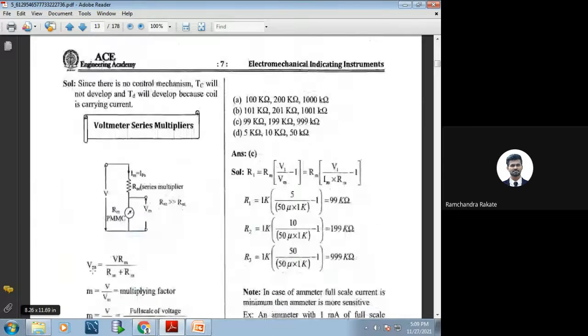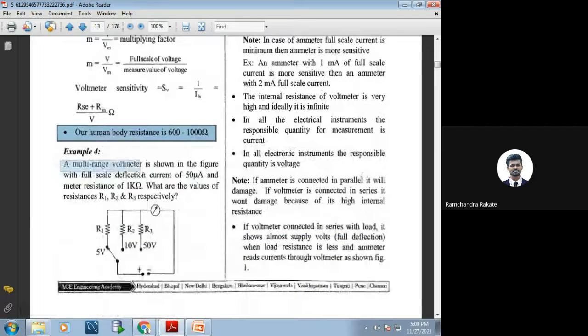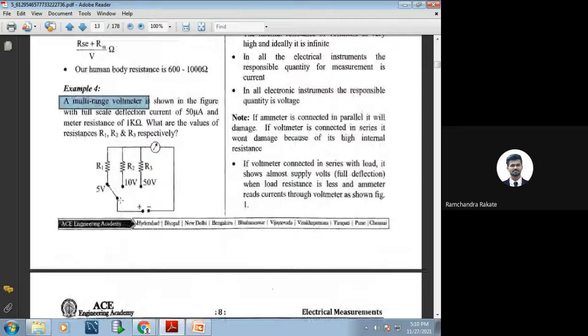Based on that, we'll solve one numerical. Let us check a multi-range voltmeter. So far we have looked only at a single voltage range. Now there is a multi-range voltmeter shown in the figure, with a full scale deflection of 50 microampere and meter resistance of 1 kilo ohm. What are the values of resistances R1, R2, R3 respectively?